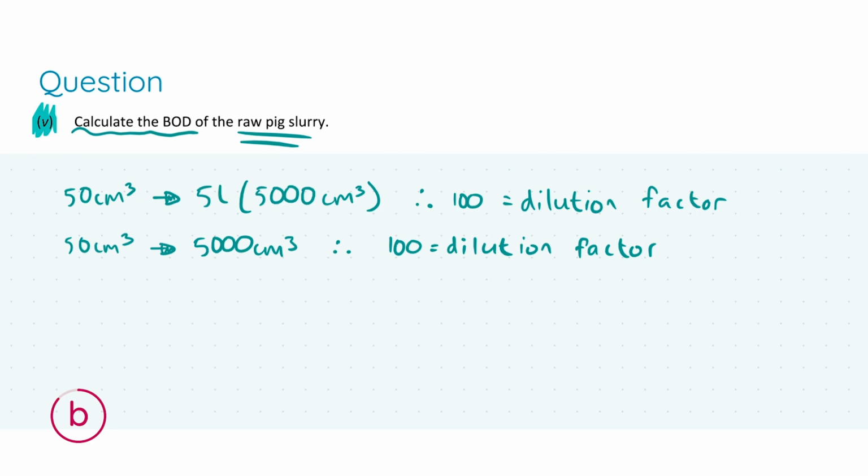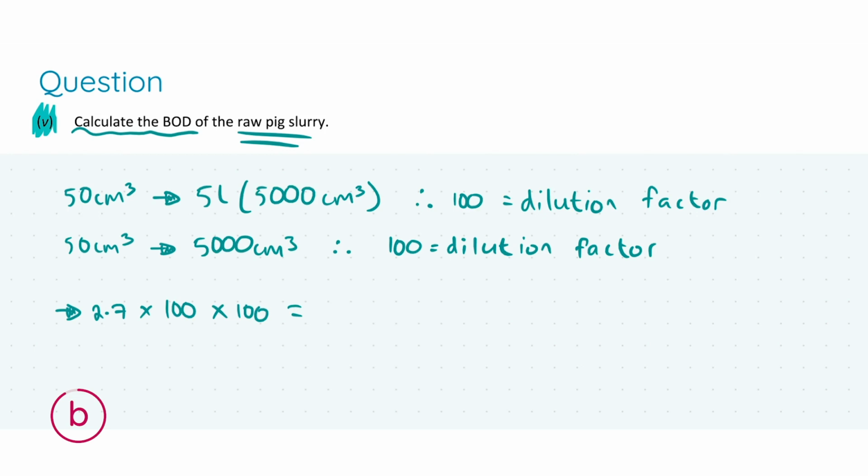And now is where our 2.7 parts per million comes into play. The dissolved oxygen concentration difference between the two analyses was 2.7 parts per million. What this means is that in the sample, 2.7 parts per million were lost, and that means if we multiply that by our two dilution factors, we'll be able to find the amount of dissolved oxygen consumed in the raw pig slurry. Writing this out fully, we're going to have our 2.7, and we're going to multiply that by 100, which is our first dilution factor, and then multiply it by 100 again, which is our second dilution factor.